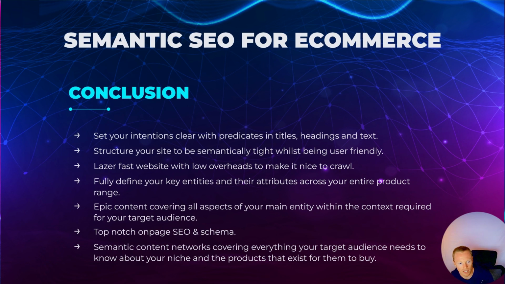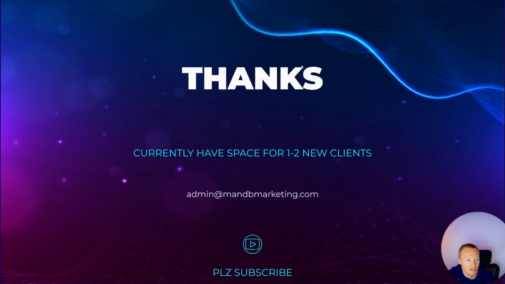Epic content covering all aspects of your main entity within the context required for your target audience. So remember, if you are a site that sells mountain bikes and you only deal with electric bikes, then a lot of other bike content isn't necessarily going to be relevant to you. So stick to the context required just for your target audience. It's going to be the people in your industry of the products that you sell. Top-notch on-page SEO and schema. And like I said, semantic content networks covering everything your target audience needs to know about your niche and the products that exist for them to buy.